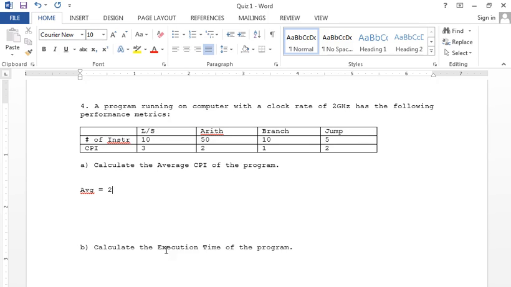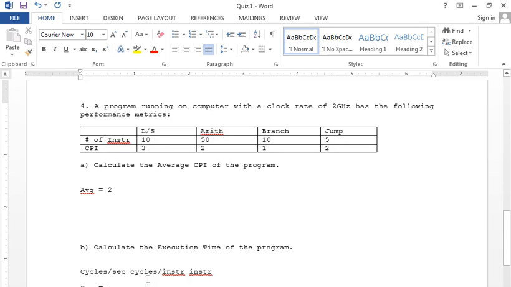If I'm asking for execution time, I want seconds as my final unit. So what are the things that I have? I have 2 gigahertz. What's gigahertz? Cycles per second. So a good thing to do is to note that I have cycles per second. What else do we have? Cycles per instruction. And what else do I have? I have the number of instructions. So now, without even knowing the equation, I can say, well, I want to end at seconds.